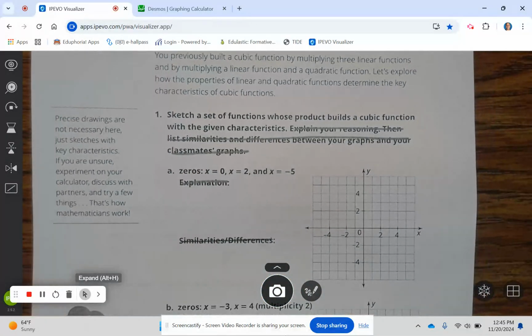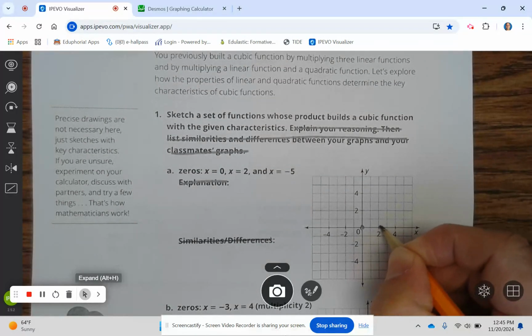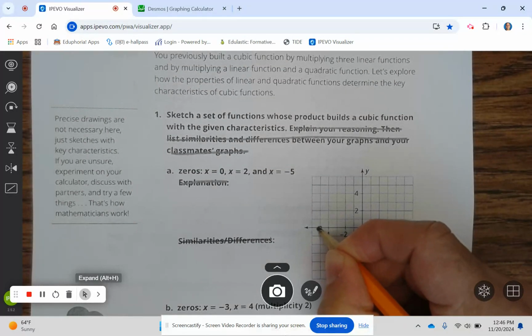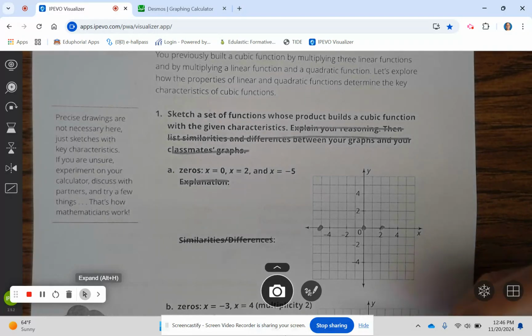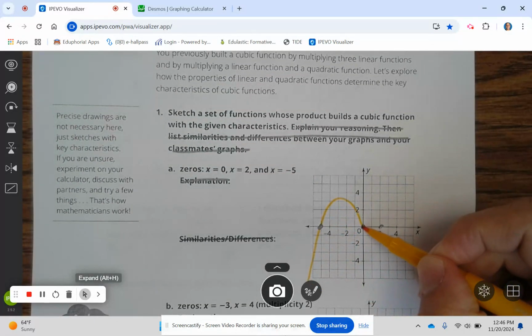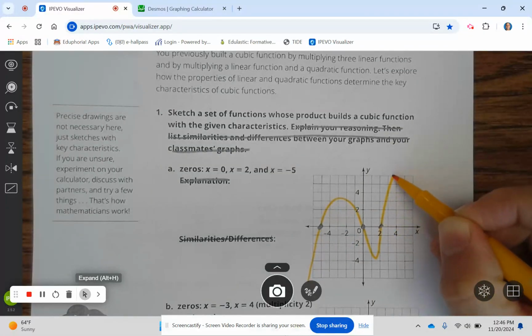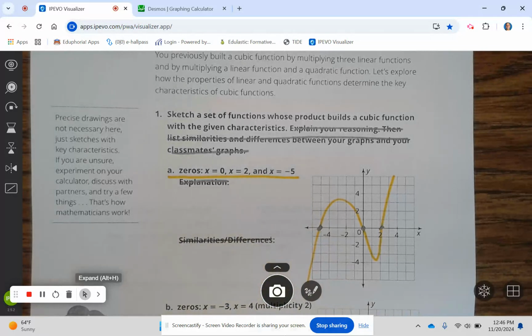Okay, so 1A. So we have zeros at 0 to -5. Okay, so our graph comes up, goes back down, and back up. Okay, go ahead and finish up 1A.